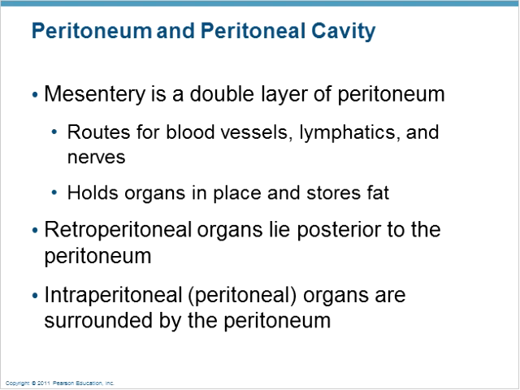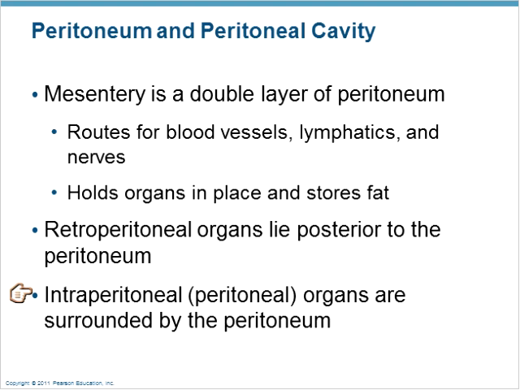The mesentery is a double-layer peritoneum, and it serves as routes for the blood vessels, lymphatics, and nerves, and it also helps to hold organs in place and stores fat. We also have organs behind the peritoneum that sit outside of the peritoneum posteriorly, called the retroperitoneal organs, and we'll talk more about that in a bit.